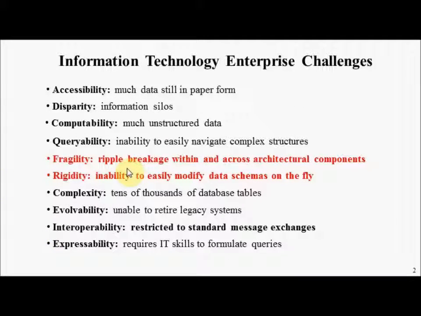There are a number of challenges today associated with information technology. In this presentation, we're going to examine two of them. Something called fragility, which is the situation where you have an enterprise system that's multi-tiered and you make changes in one of the tiers. You oftentimes get a ripple effect where you break other layers of the architecture. A second challenge is one of rigidity, the inability to easily modify data schemas on the fly.